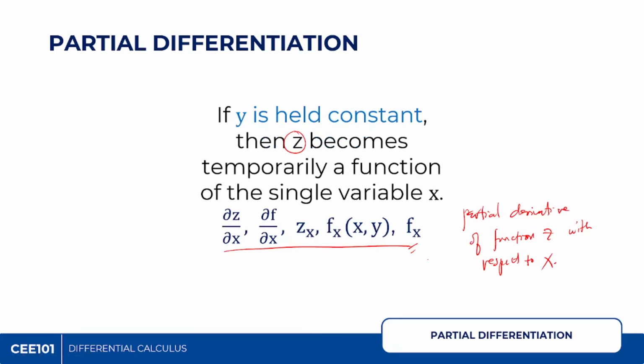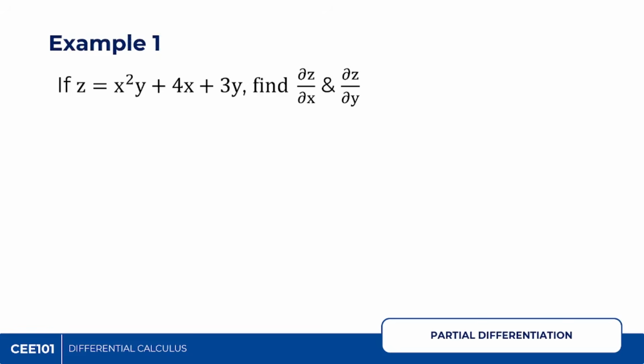Basically, we are holding one variable, either x or y, to be a constant, then we will derive the function z with respect to the other variable. Okay? So, ganyan lang yan. So, let us illustrate some examples. Okay, for example, this one.